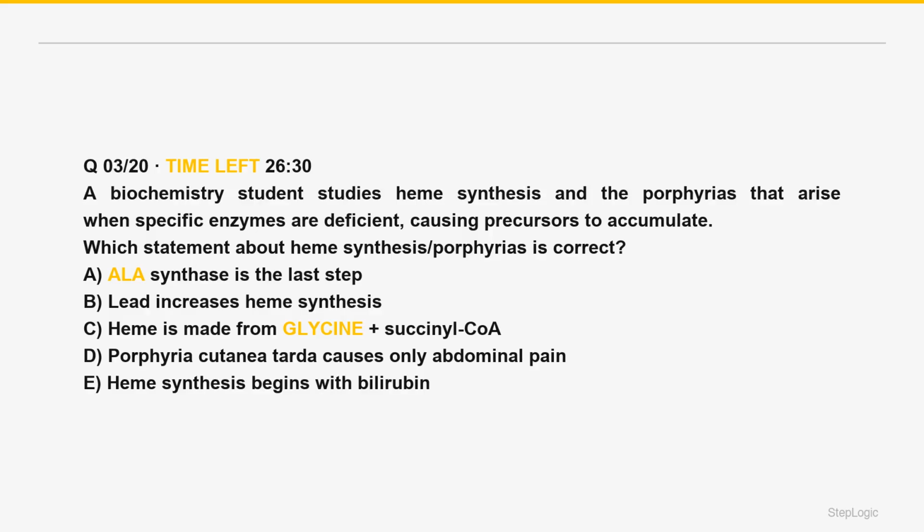Which statement about heme synthesis and porphyrias is correct? A biochemistry student studies heme synthesis and the porphyrias that arise when specific enzymes are deficient, causing precursors to accumulate. Read the command: which heme porphyria statement is correct. Glycine plus succinyl CoA, rate-limiting ALA synthase, B6. Lead inhibits ALA dehydratase and ferrochelatase. AIP, PBG deaminase, neuroabdominal. PCT, uroporphyrinogen decarboxylase, photosensitive.